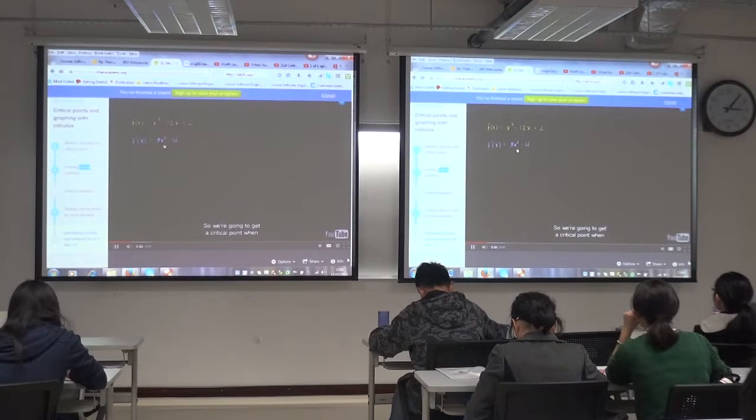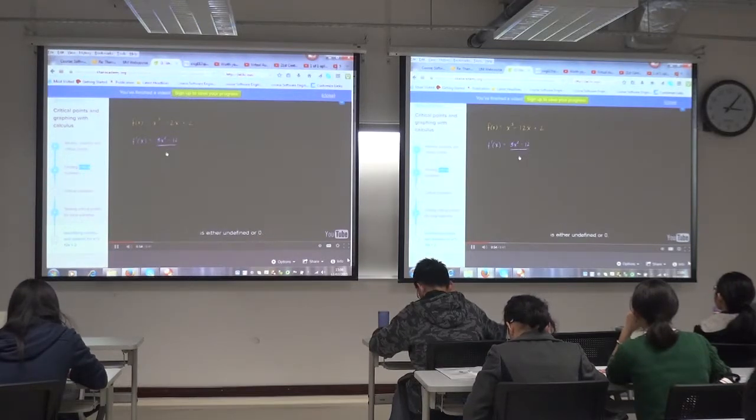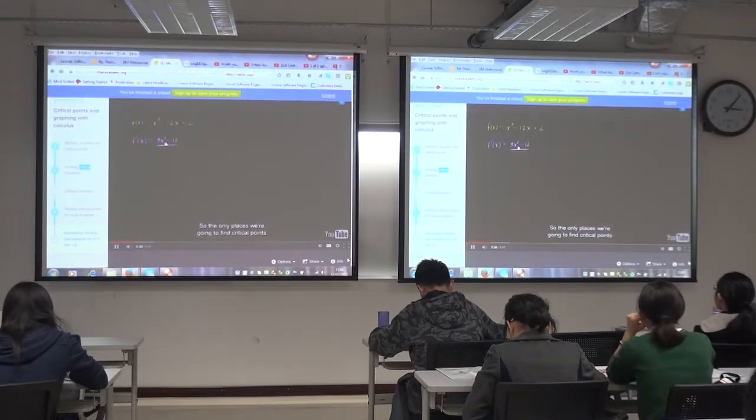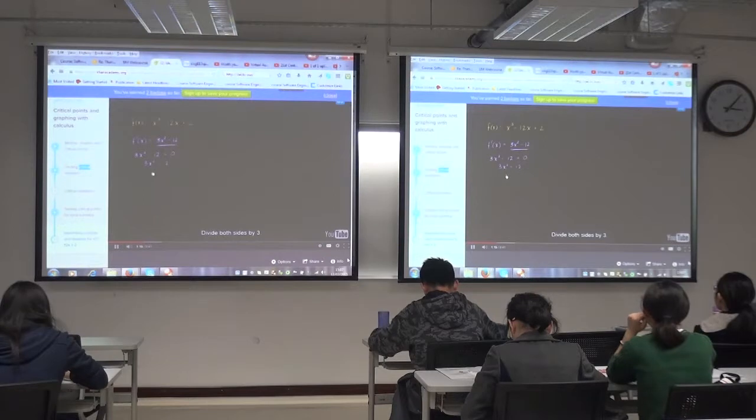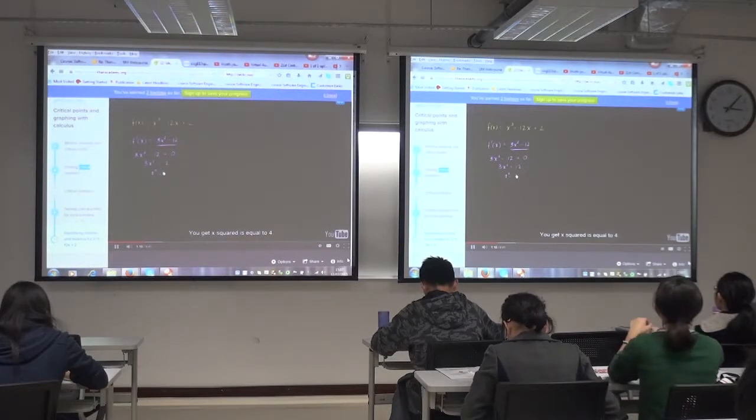So we're going to get a critical point when this thing right over here, for some value of x, is either undefined or 0. Well, this thing is defined for all values of x. So the only places we're going to find critical points is when this thing is equal to 0. So let's set it equal to 0. When does 3x squared minus 12 equal 0? Let's add 12 to both sides. You get 3x squared is equal to 12. Divide both sides by 3. You get x squared is equal to 4.